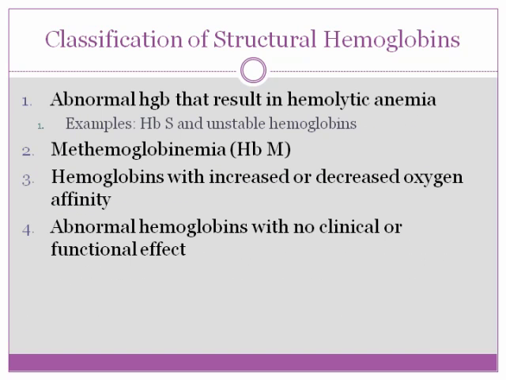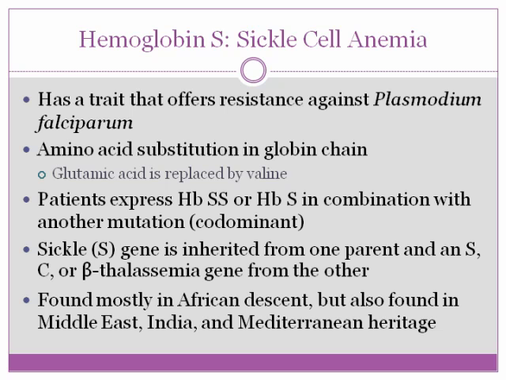All right, so there is classification of these hemoglobins. So you see the 4 classes here. We'll go through each of these classes. We're going to start, though, with our biggest hemoglobinopathy, sickle cell anemia, involving that hemoglobin S.